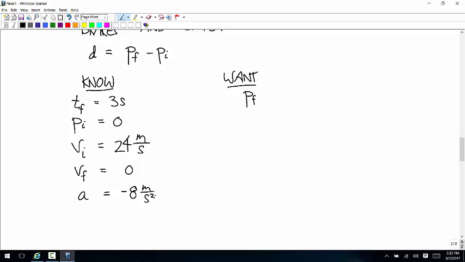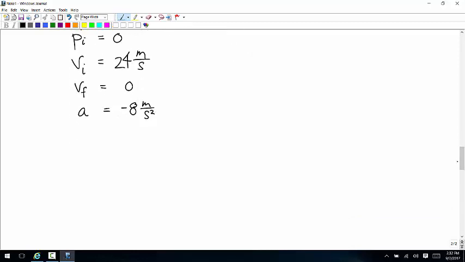Okay, so is there an equation that works with those? The second one, I think. The last one will work too, I guess. So let's use this second one that says P final is equal to P initial plus V initial times time final plus 1/2 times acceleration times time final squared.